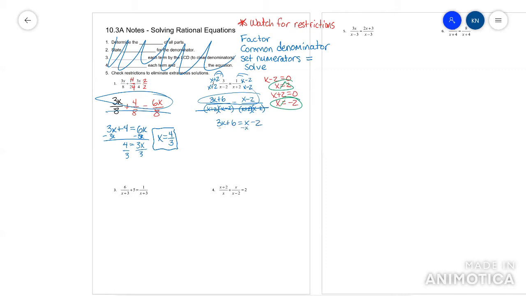Get your x's on one side. Get your numbers on the other side. Divide. X equals negative 4. And so once you have this answer, you just have to go check and make sure it's not one of these restricted values. But that's how you would do that.